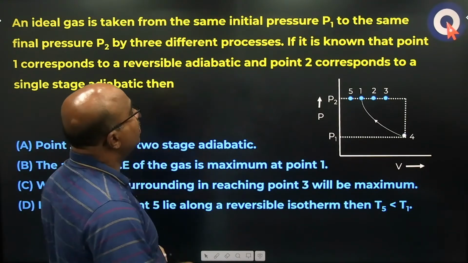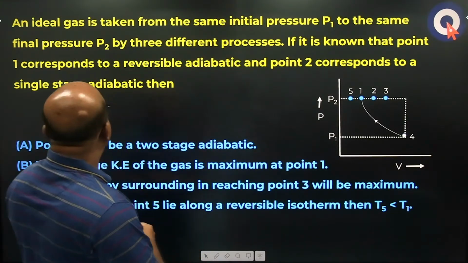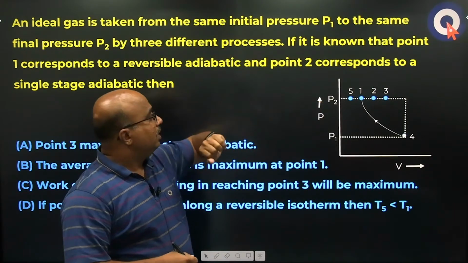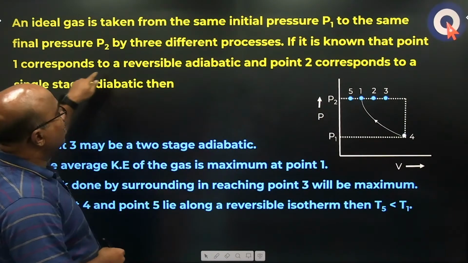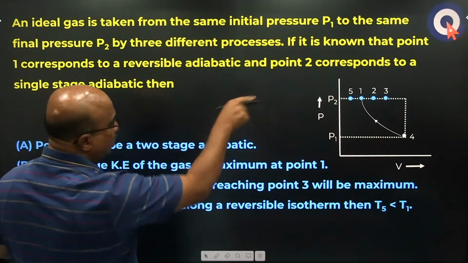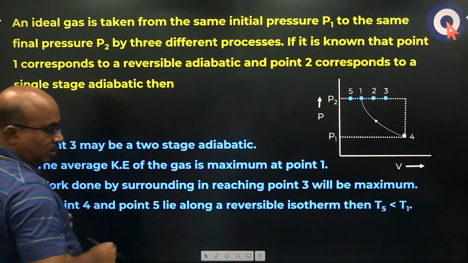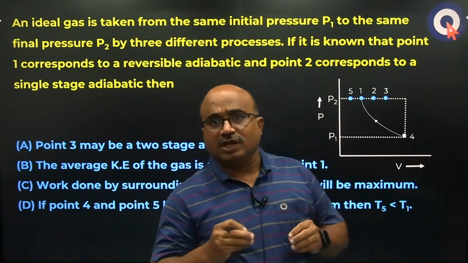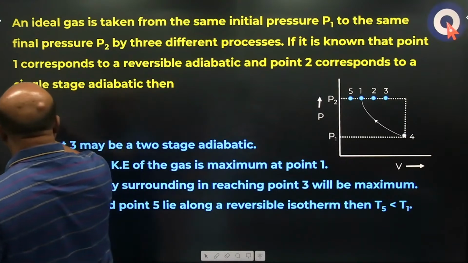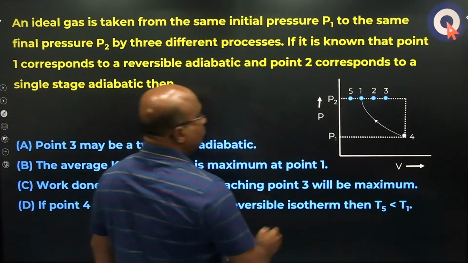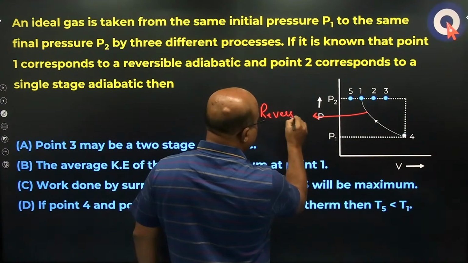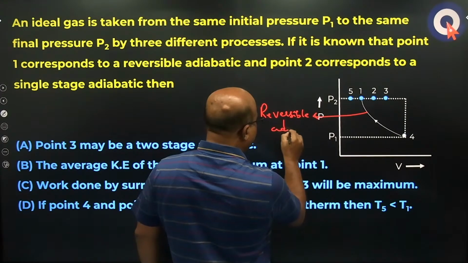Other than that, it is known that the graph we are representing here is defining a reversible adiabatic process, or adiabatic reversible process, and then point 2 corresponds to a single stage adiabatic process, or a single step adiabatic process. So this process we already see is a reversible adiabatic process.